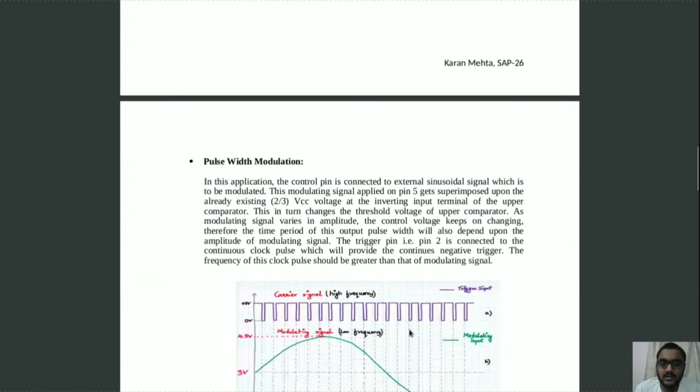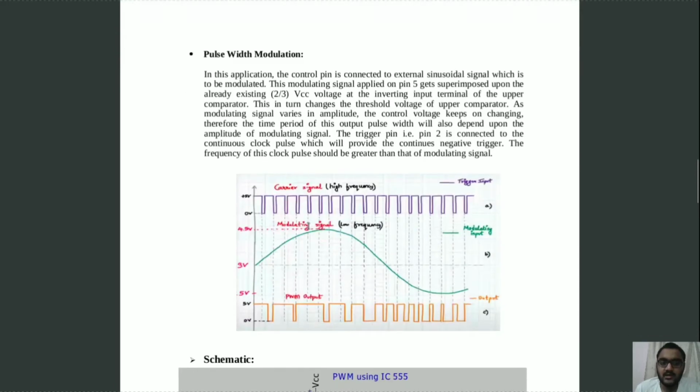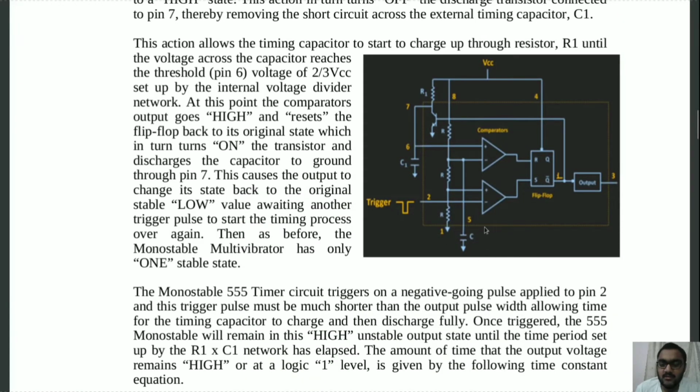Now let's see the pulse width modulation technique. So in the pulse width modulation technique, we are providing a continuous square wave at pin number 2, which will act as a continuous negative trigger input. And also we are providing a modulating signal at pin number 5 instead of connecting it to ground through a capacitor. So now as discussed, we are connecting a modulating signal at this pin number 5.